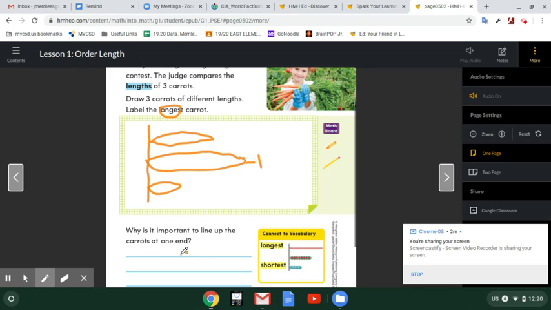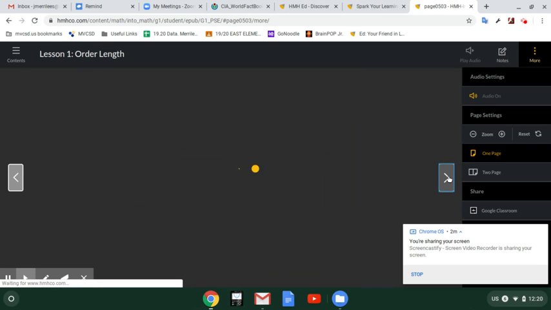Why is it important to line up the carrots at one end? Well, if my carrots are laying all over the place, I might not be able to tell just by looking at them. So that is a really important skill, to be able to line them up next to each other.